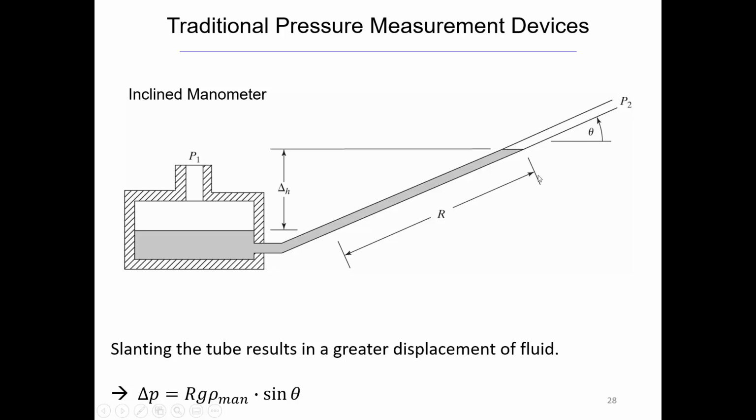So this r sine theta is just going to be what gives us the height here. And if we multiply that times gravity and the density like we did before, we get the change in pressure. So this reduces the minimum pressure change that we can realistically measure with a manometer down to 0.1 inch. Remember, we were saying it's closer to half an inch of water with the U-tube manometer.